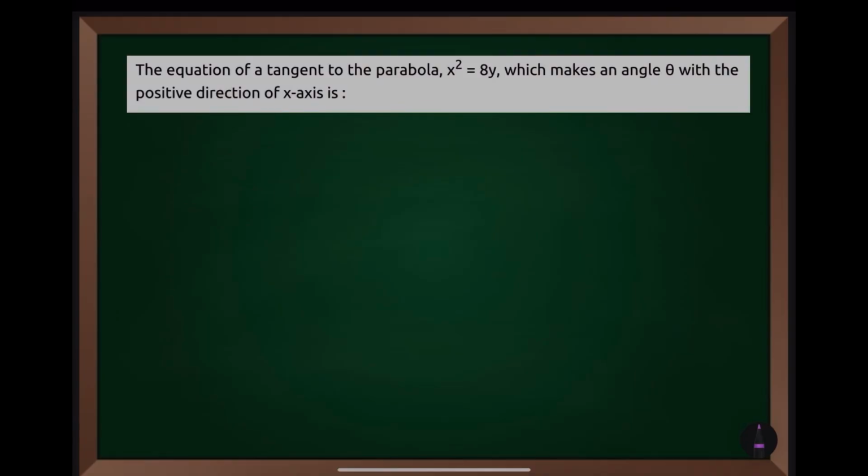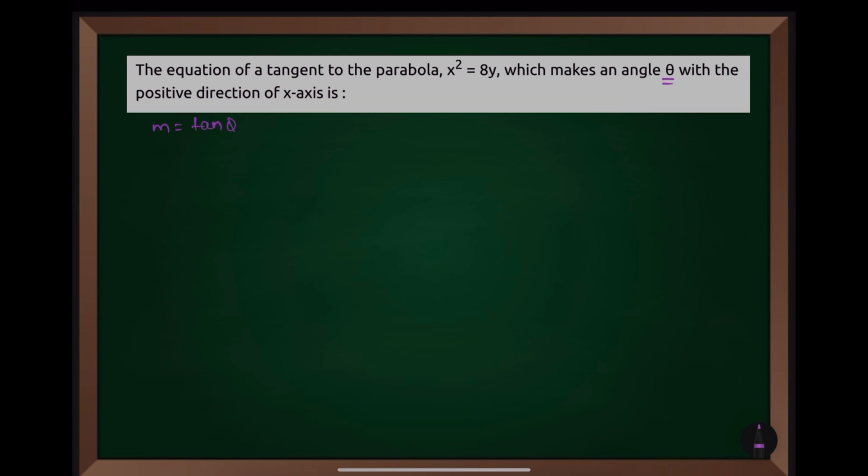So we got this situation. The equation of tangent to the parabola this, which makes an angle theta with positive direction of x-axis. Okay, so they have already given you the slope. So angle is theta, so can I say that slope will be tan theta?